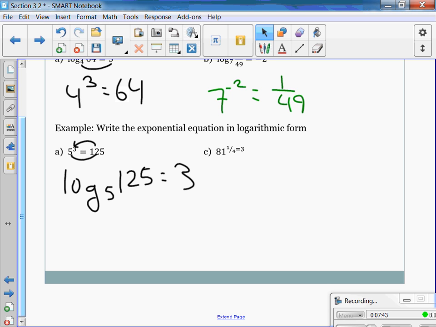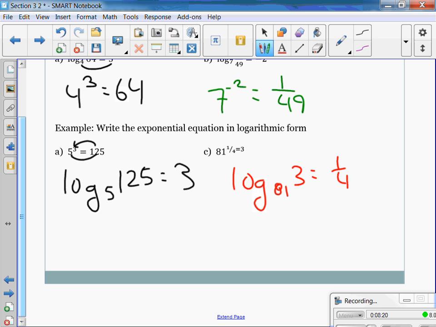So for the second one, Nicole, we have 81 to the 1/4 equals 3. Log what? Base 81. So log base 81. How do we say it? Log base 81 of 3. Absolutely. Log base 81 of 3 equaling 1/4.